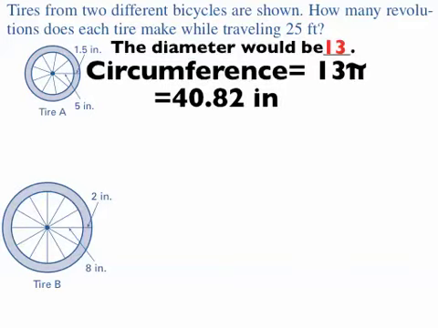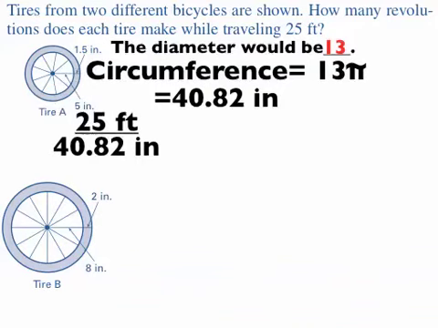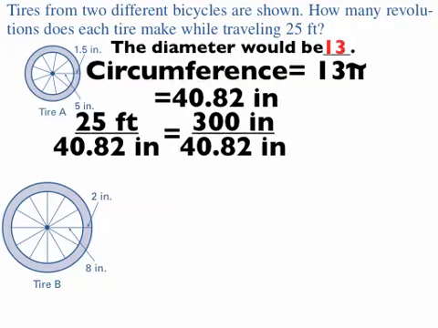I need both of these numbers to be in the same unit. It's going to be much easier to take 25 feet and change that to inches as opposed to taking 40.82 inches and changing it to feet. I need to take 25 feet, divide it by the circumference of the tire. Go ahead and change 25 feet to inches by multiplying by 12, and you get 300 inches divided by 40.82 inches, which gives you about 7.3. So this tire would have to make 7.3 revolutions to travel 25 feet.